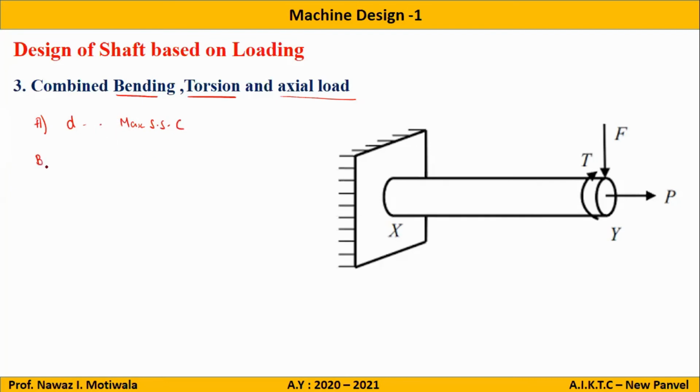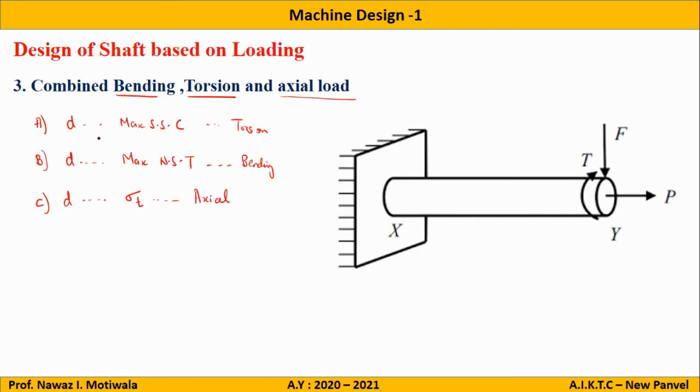In part B, we will find out the diameter based on the maximum normal stress theory. So this will take care of torsion, and this will take care of bending. And also now there is a third load, the axial load. So what will I find? Again, I will find the third diameter based on sigma t, that is tensile loading. So this will take care of the axial load.